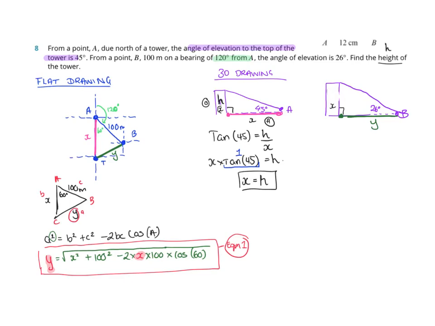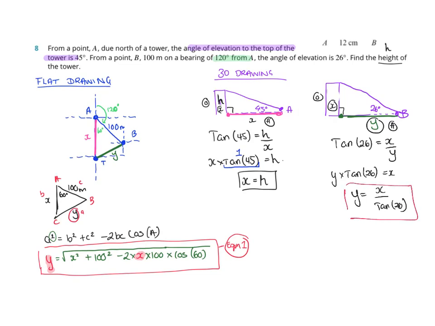Knowing that, I can now link x and y because this is my opposite and this is my adjacent, and I'll use tan again and say tan 26 equals x over y. If I rearrange it, y times tan 26 equals x, and then y equals x divided by tan 26. So now I have my second equation.